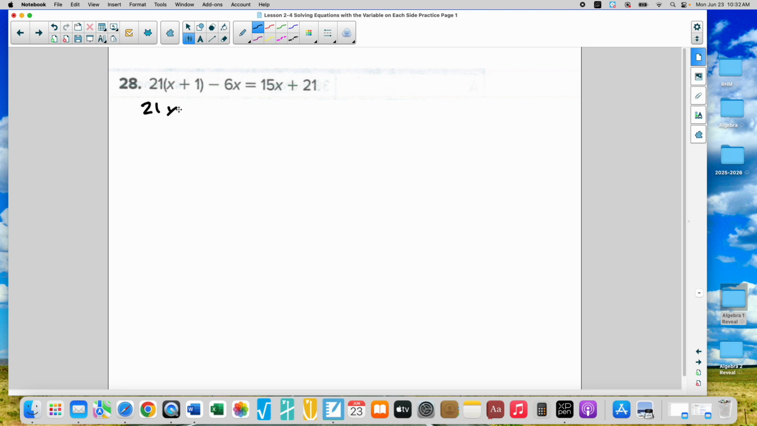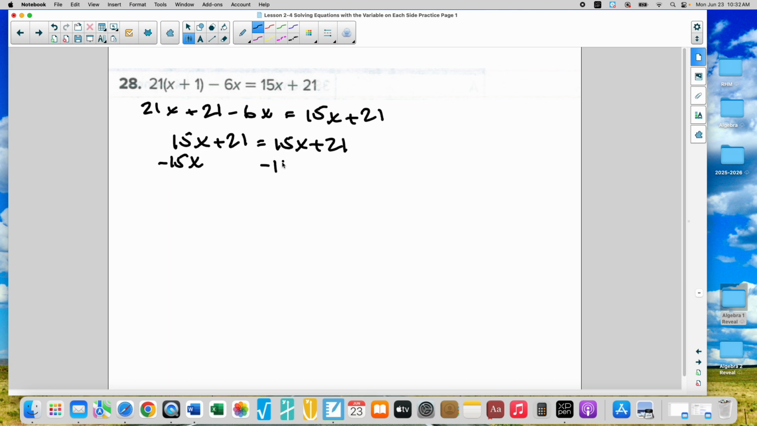So 21x plus 21 minus 6x equals 15x plus 21. Let's combine like terms. We're left with 15x plus 21 equals 15x plus 21. Yes, you can make an assumption, but do the math. It takes about 10 seconds to do the math correctly. So yes, but I like showing my work. It doesn't take a crazy amount of time to just do it. That's a true statement. So we call that identity.